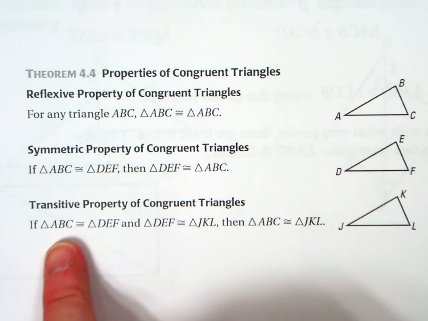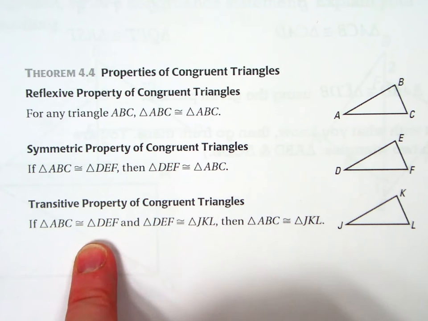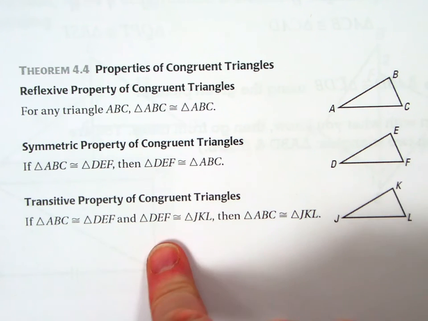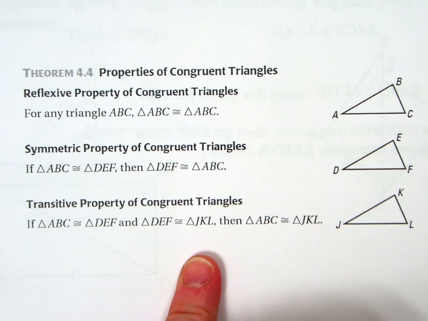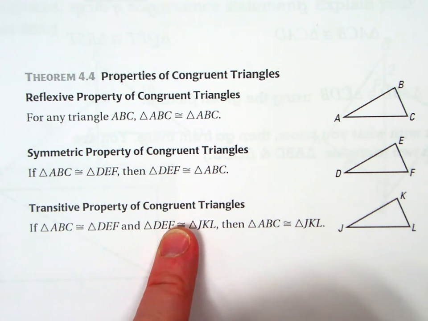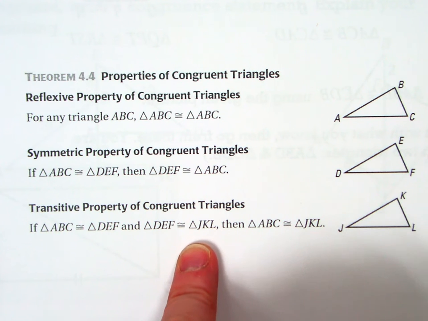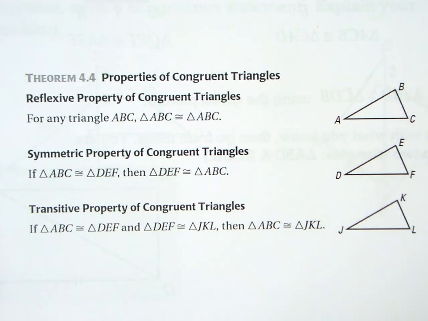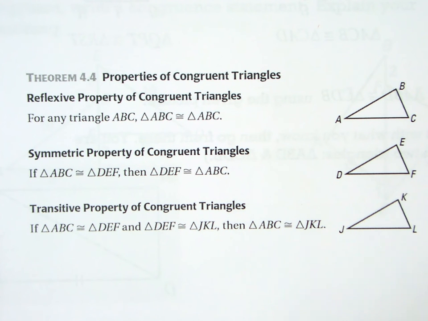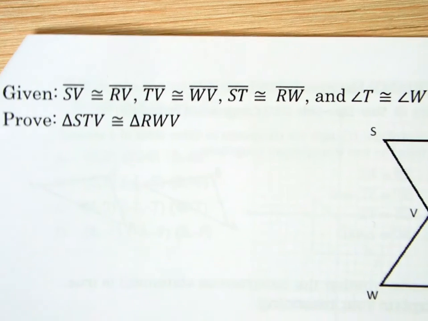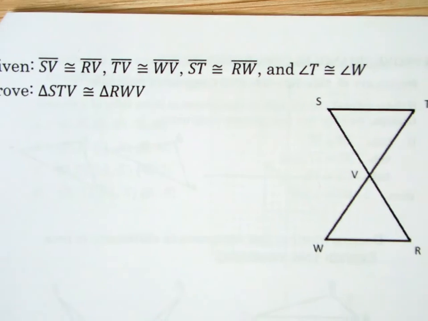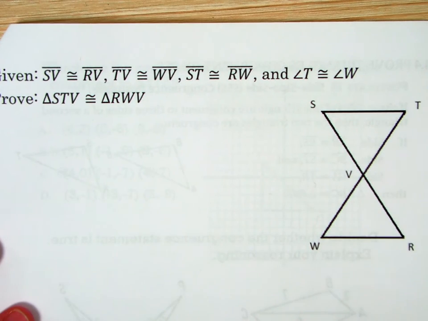Transitive property, triangle ABC is congruent to triangle DEF, and DEF is also congruent to triangle JKL. Then we can cut out the middleman of triangle DEF and say triangle ABC is congruent to triangle JKL. So using the transitive property, just letting you know that it holds true for congruent triangles for these 3 properties. What we're going to do is we're going to do this proof. With this proof, I need to have pairs of congruent angles, congruent sides, and everything else.